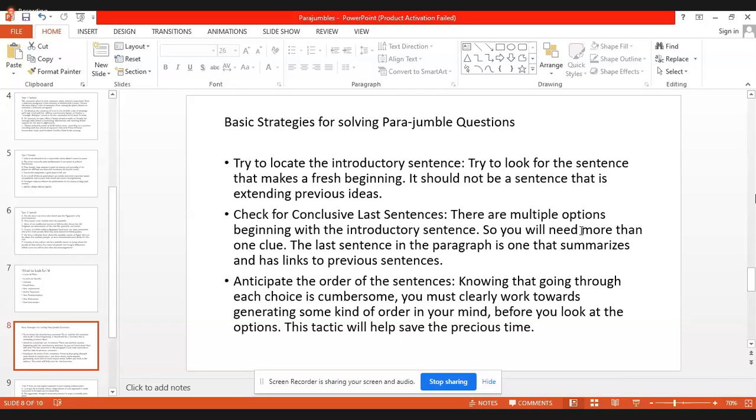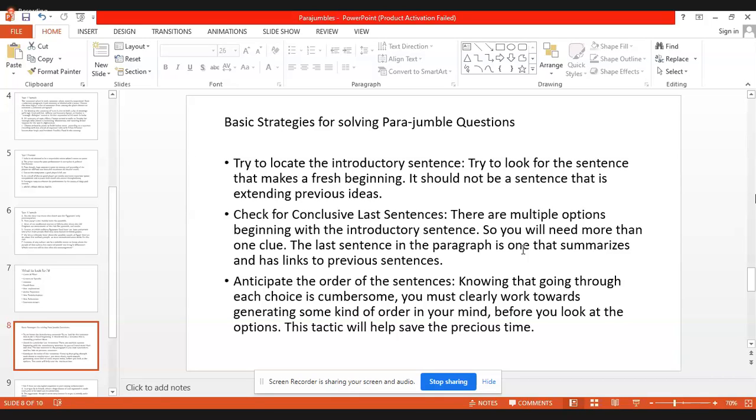Okay. Then students, you have to locate the introductory sentence. You have to locate the opening sentence. So that's the starting point of solving a parajumble question, that you have to identify which statement should be the first statement. Now, students, what does an opening sentence look like?